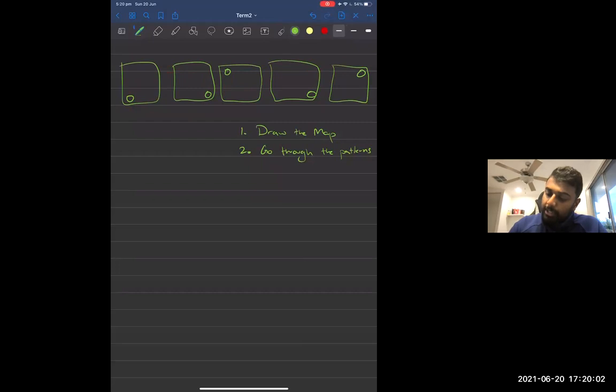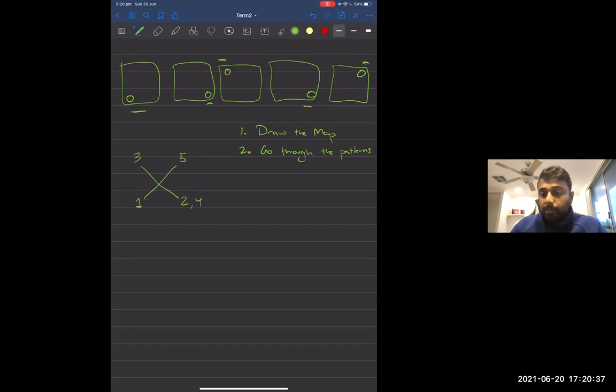In these patterns, they only move in the corners. In here, in here, in here, they only go through the corners. So you draw a four-sided map that looks like this. The first image is in this corner, so I put down one here. The second image is here, so I put down two. Third image is here, three. Fourth image is here, four. And the fifth image is here, so I put down five.